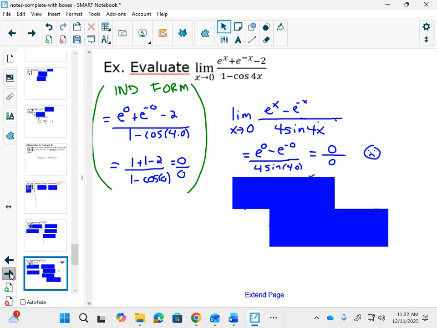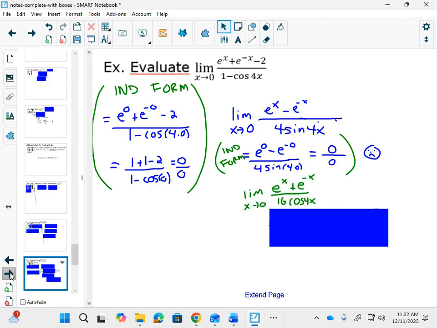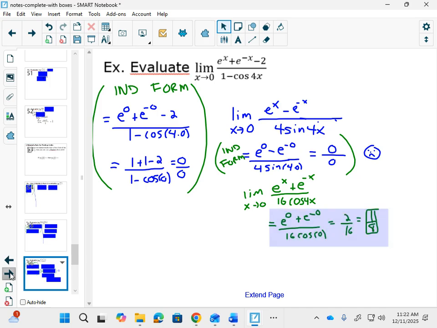When you go to plug things in, put brackets again. I'm sad because I got the indeterminate form again. But don't give up. Just keep deriving. I do the derivative again. And this time when I plug in 0, I get 2 over 16. And I've got a limit.